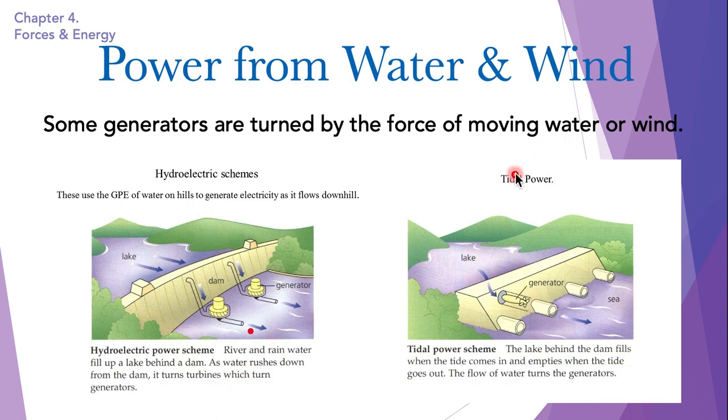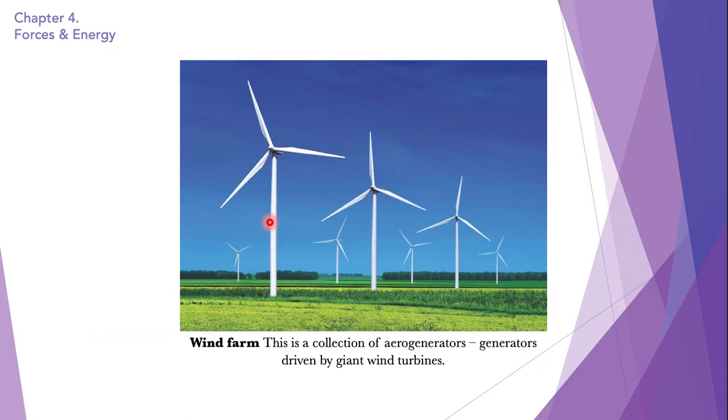And then we have the tidal power scheme. The lake behind this dam, as you can see, fills when the tide comes in and empties when the tide goes out. The flow of water turns these generators. So this was how we use water to form power.